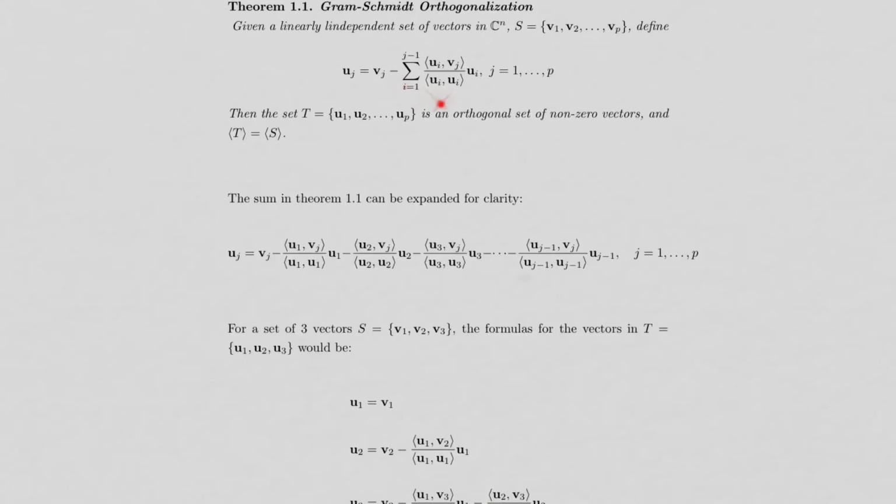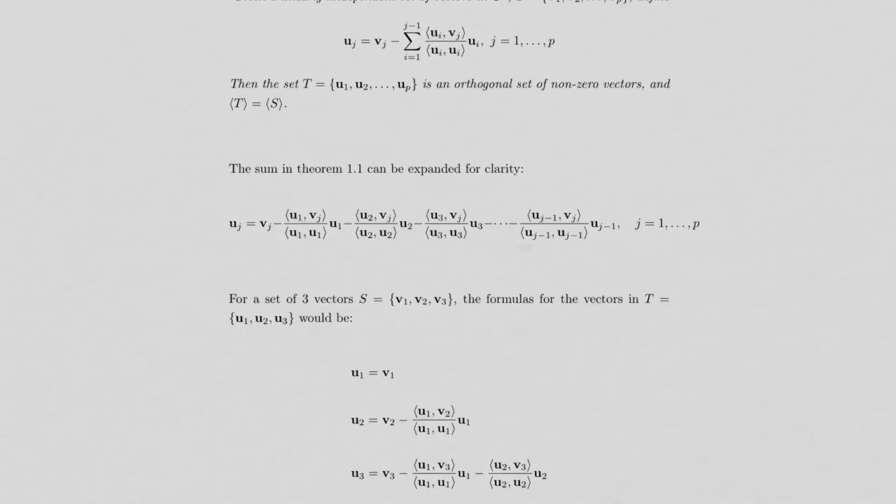We can expand this sigma notation like this, which may be a little bit easier to look at. So here's u sub j equal to v sub j minus a scalar multiple of u1, minus a scalar multiple of u2, minus a scalar multiple of u3, up to u sub j minus 1.